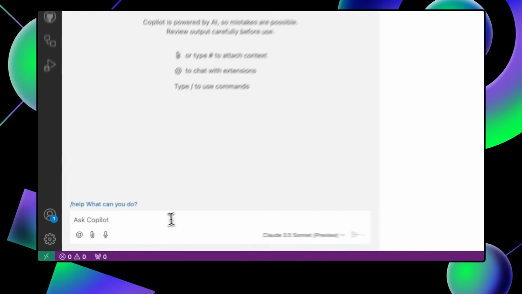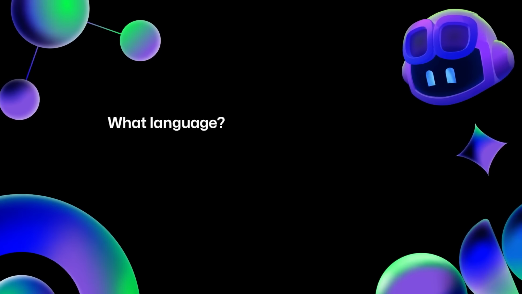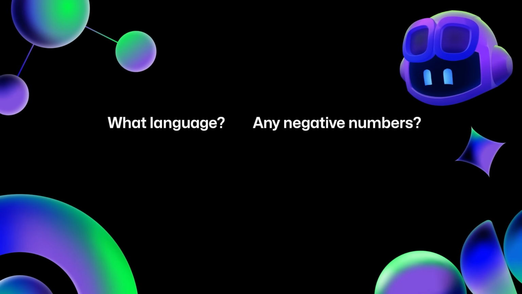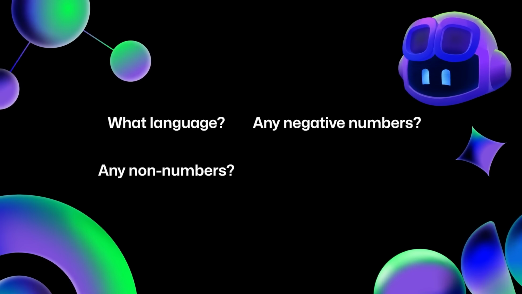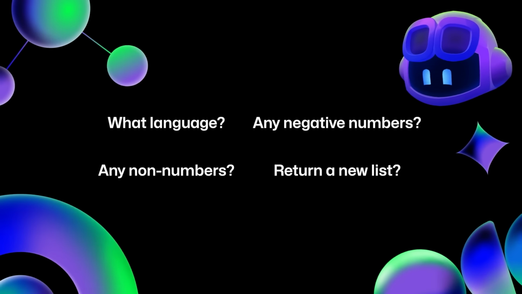Now, imagine you're using GitHub Copilot and you say, "write a function that will square numbers in a list." At first glance, this sentence isn't too bad. But let me ask you, what language should the function be written in? Do you want to include negative numbers? Will the input ever have non-numbers? Should it affect the given list or return a new list?